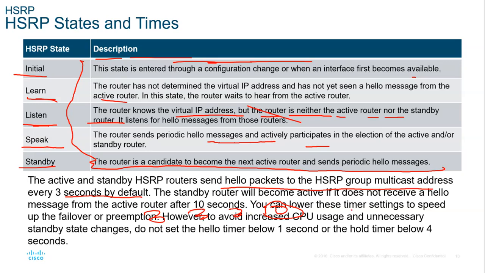You can lower this timer setting to speed up the failover or preemption. However, to avoid increased CPU usage and unnecessary standby state, do not set the hello timer below 1 second. So the least it can be is 1 second. For the hold timer, this is the time the standby has to wait for a hello message. If the hello timer is set to 1, then the hold time has to be 3 times that.